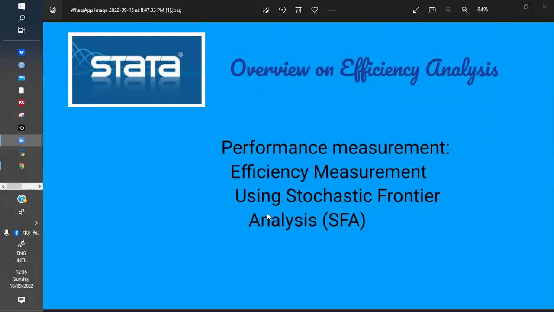We are still here with our technical efficiencies, but we'll be using translog and panel data. Since we have already shown how to do that with Cobb-Douglas panel data, Cobb-Douglas cross-sectional data, and translog cross-sectional data.